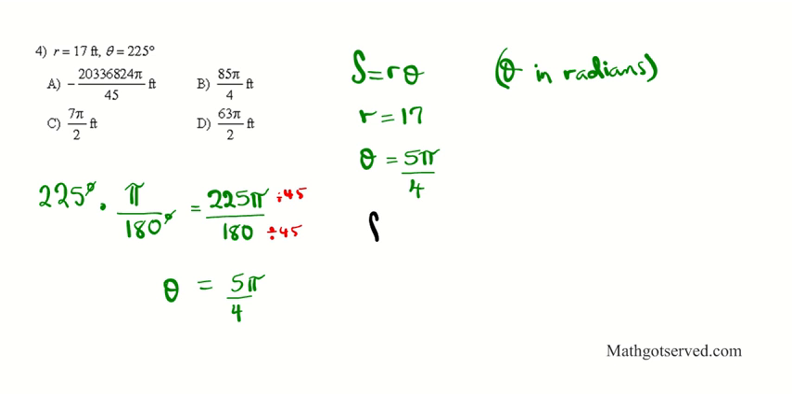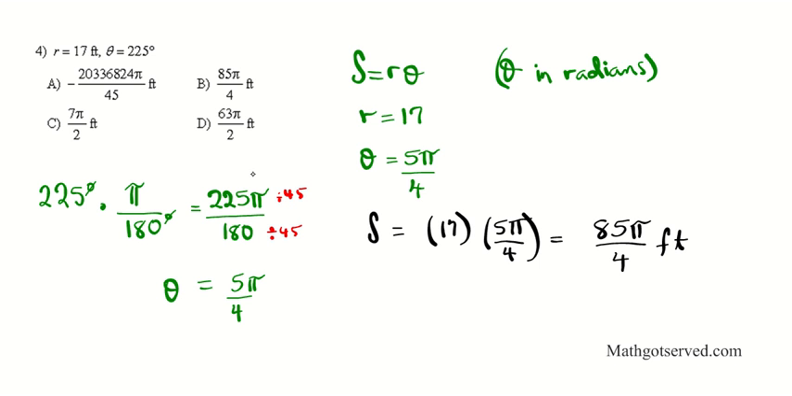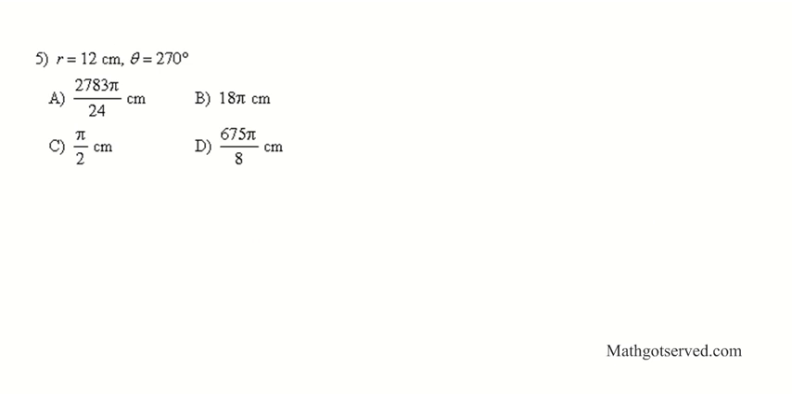Alright, so let's figure out what the arc length is. The arc length S is r theta. R is 17. 17 times 5 pi over 4. Multiply across, we'll have 85 pi over 4 feet as our arc length, and the answer is option B. Alright, let's move on to the next question, the last one.